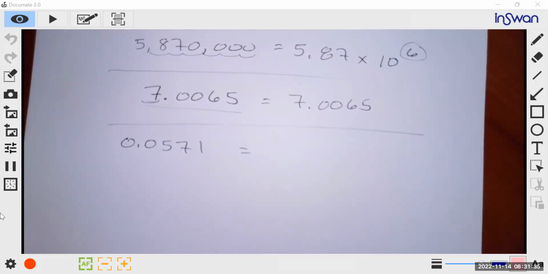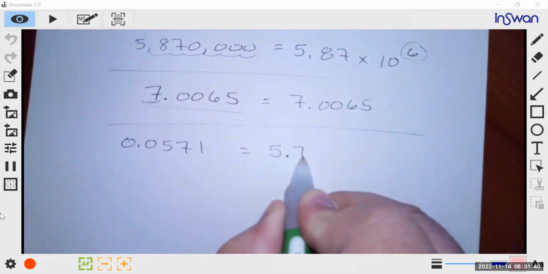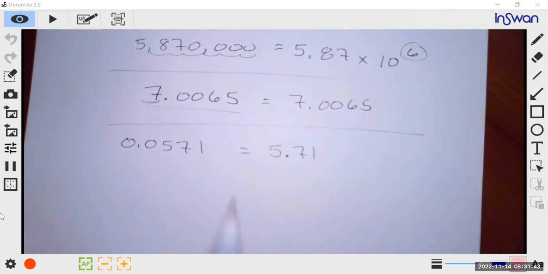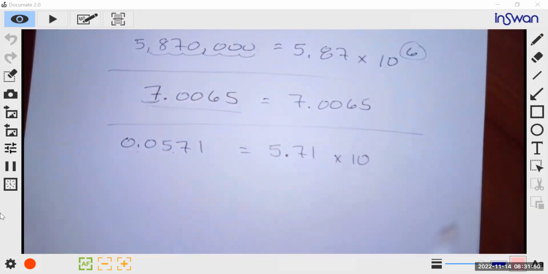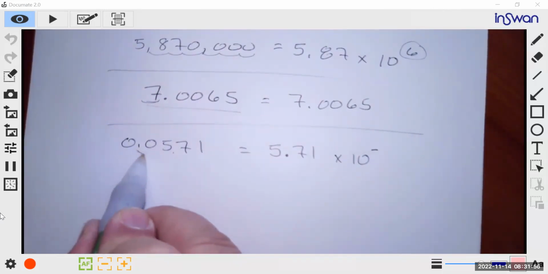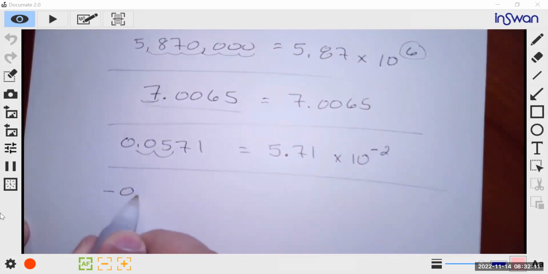What's the number going to be? 5.71. Because we have to move the decimal right behind the first non-zero digit. It's a small number, so the exponent is going to be negative. How many spaces do we move it? 2. One more.